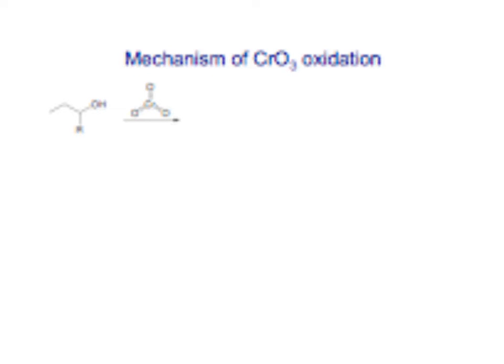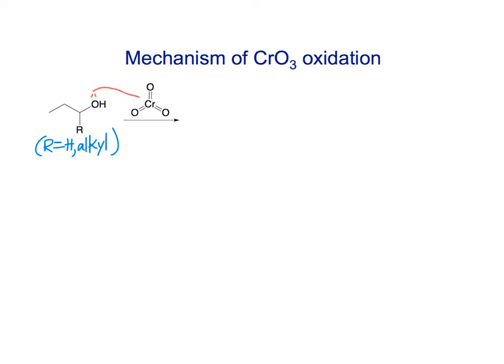Let's take a look at the mechanism of this chromium trioxide oxidation. The R group could either be H, in which case it would be a primary alcohol, or it could be an alkyl group, so that would be a secondary alcohol. It's going to be the same for both of these. First step is that the alcohol oxygen attacks the chromium. These chromium-oxygen electrons go up onto the oxygen like this.